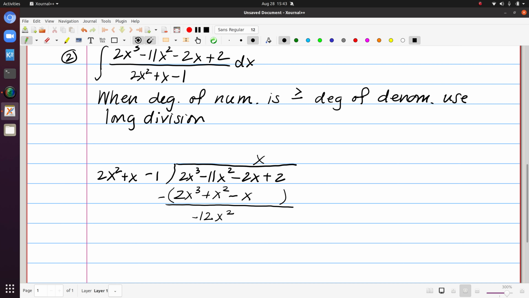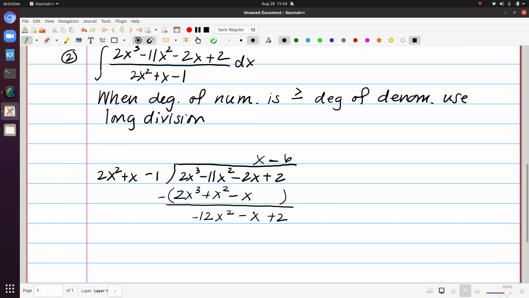And then we have minus 2x plus x. So we're going to now get minus 1x and then plus 2. Now I want to look at this and think, what do I have to multiply our expression by here so that the first terms would match? And notice that I can do that with a minus 6.